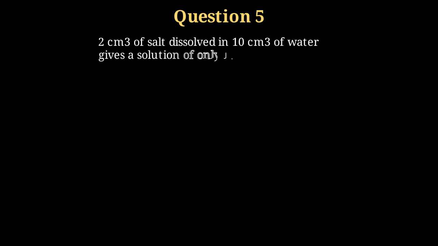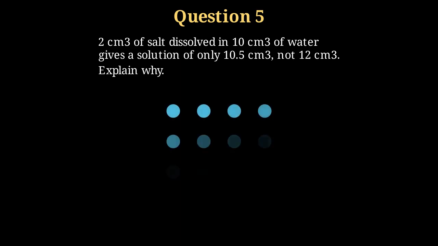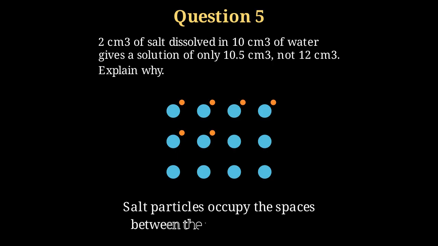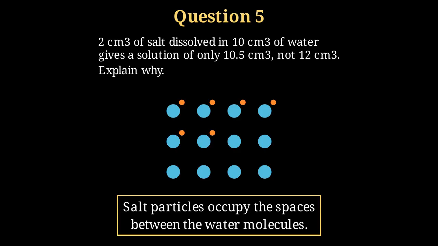Question 5. 2 cubic centimeters of dry salt is dissolved in 10 cubic centimeters of water, yet the solution measures only 10.5 cubic centimeters, not 12. Why is the total less than the sum? Picture the water molecules. Like any particles, they are not packed perfectly. There are tiny spaces between them. When the salt dissolves, its small particles slot into those spaces between the water molecules, so they take up almost no extra room. So the salt particles occupy the spaces between the water molecules, and the volume of the solution is less than the sum of the two volumes. Well done.